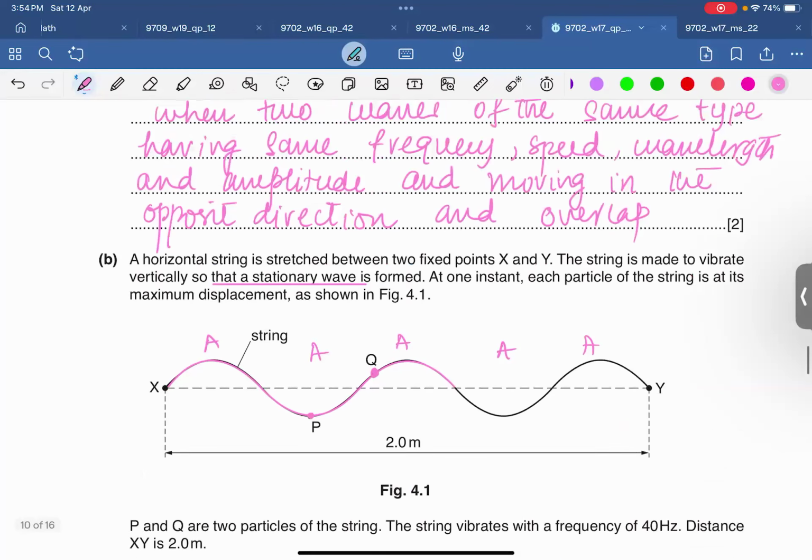Two antinodes like that. From here to here. From P to the antinode next to this.